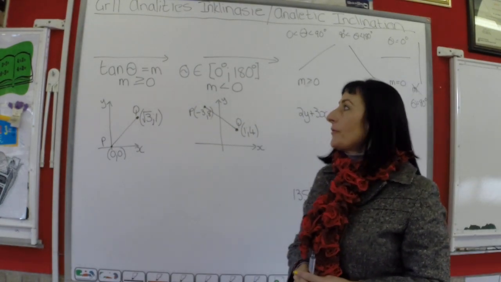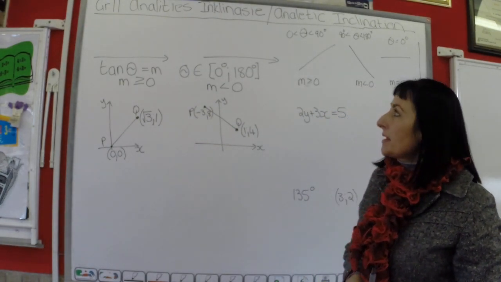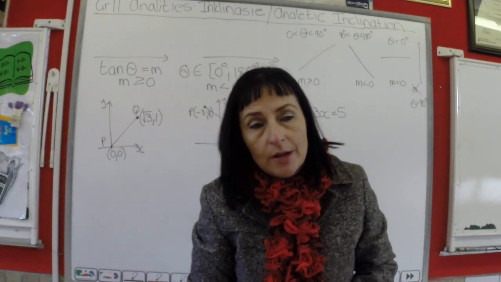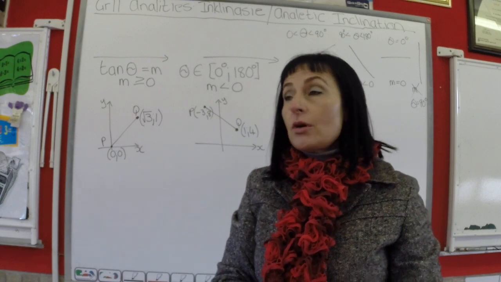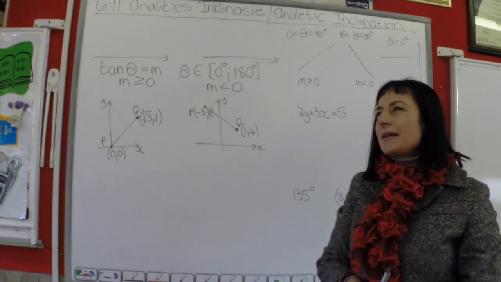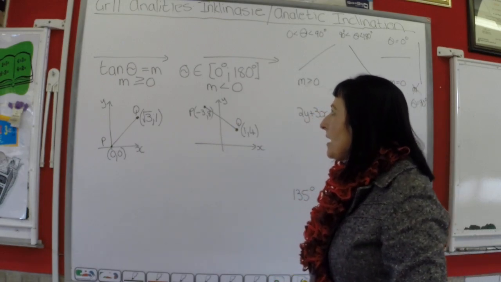Goeiemôre graad 11. Vanmôre is ons terug met analitiese meetkunde en ons gaan kyk na die inklinasiehoek. We are back with analytic geometry and let's look at what's an inclination angle.